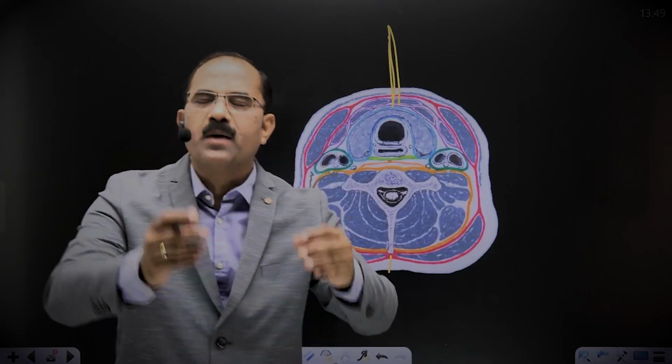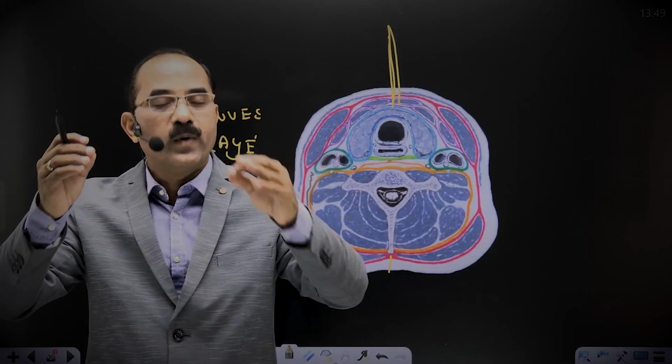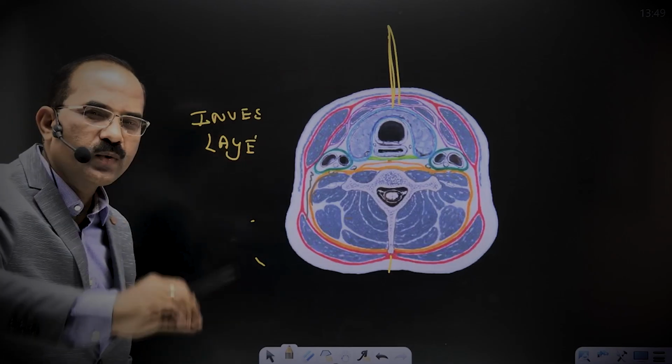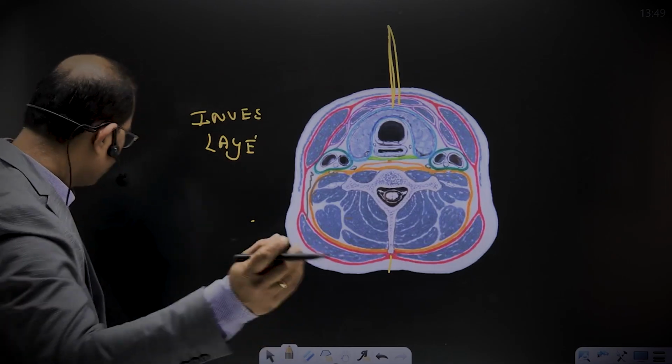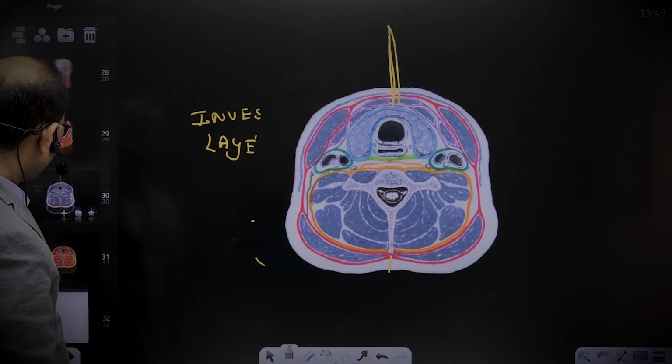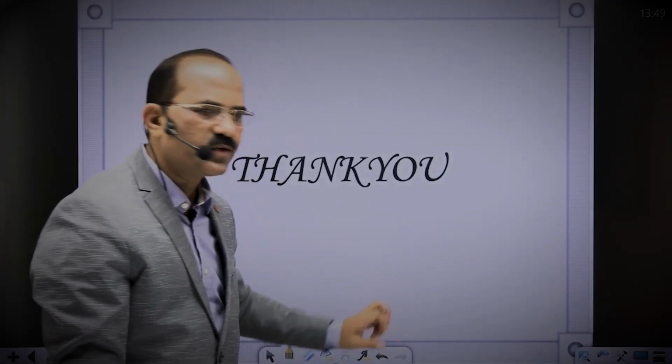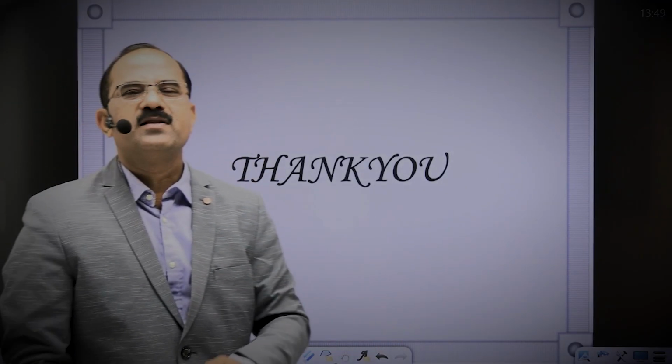I hope, students, I'm very clear with the posterior triangle, with the contents, with the boundaries, with the floor, with the roof of the posterior triangle, and a very, very important MCQ that you get on the posterior triangle of the neck. Is this clear to all of you?